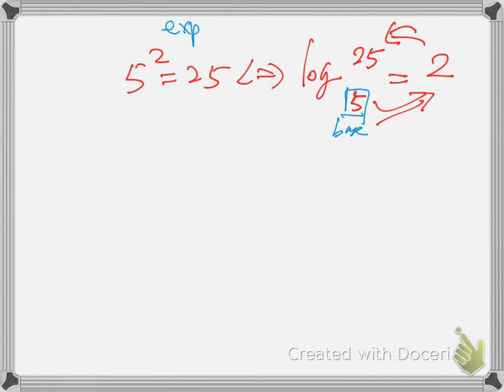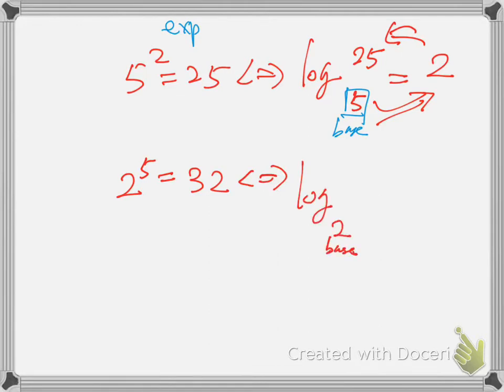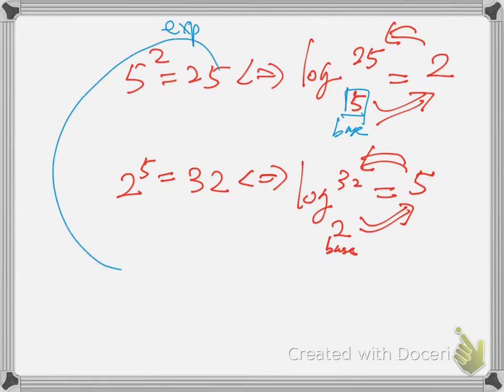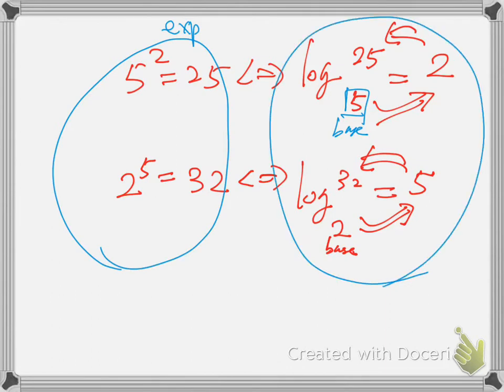Let's try this again. Suppose we have 2 to the 5th power, which is 32. Change this to log. First we write down the base, 2, then go to the other side, 2 to the 5th, so this is 5. Then go back and finish the circle, so this is 32. So 2 to the 5th power is 32. These are all the exponential form, and these are all the log form.